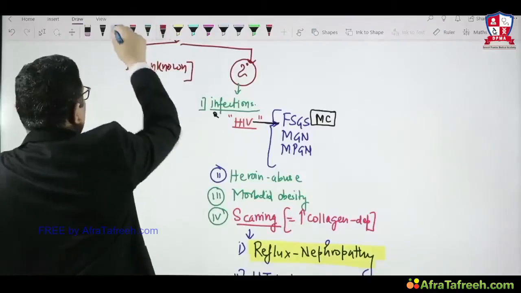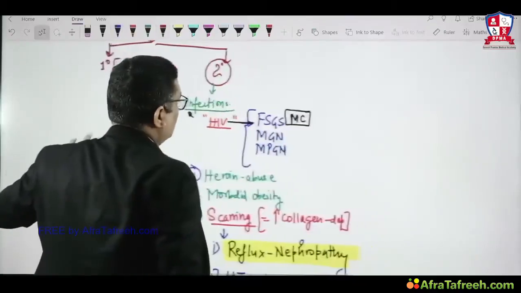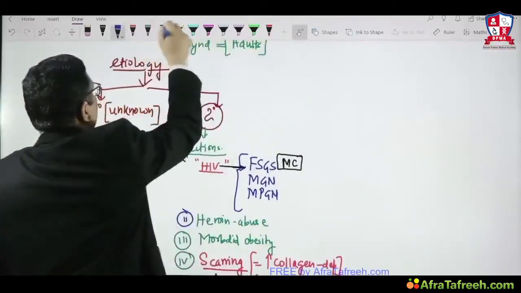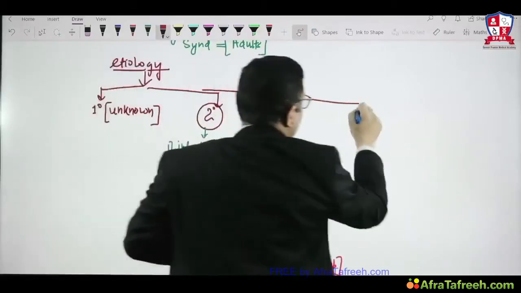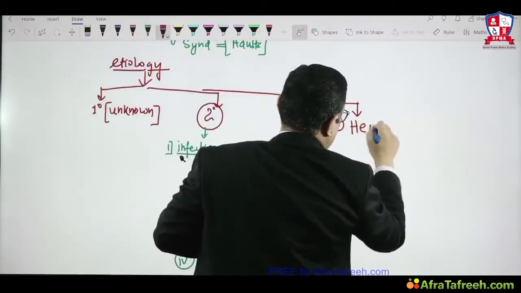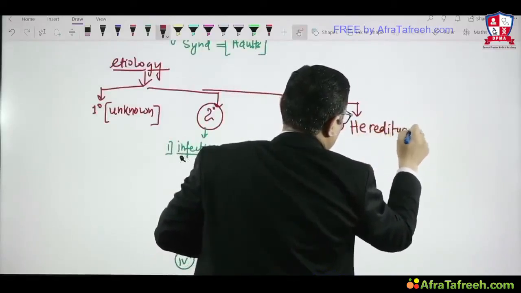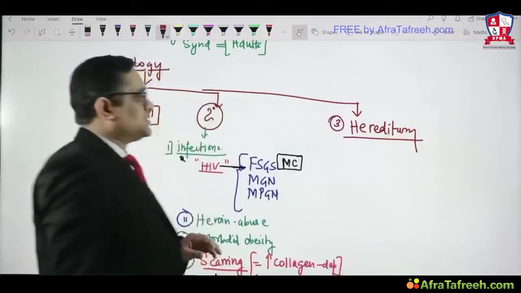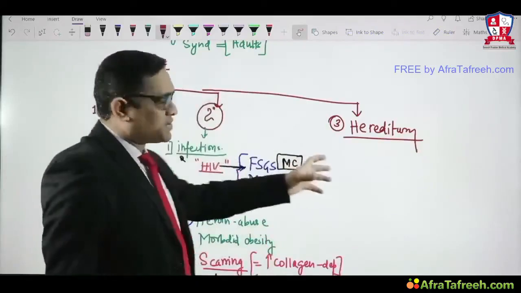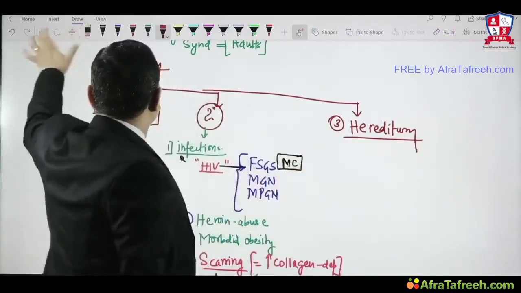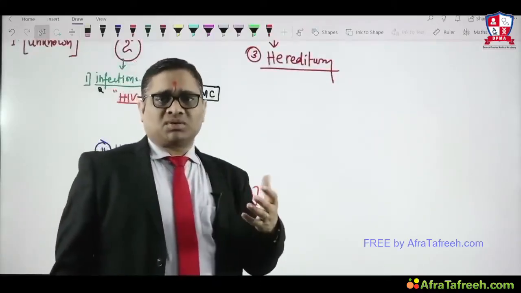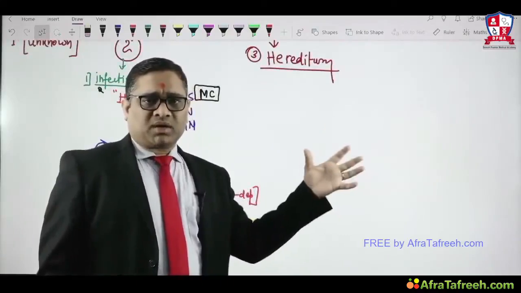Here we have to understand that the third main etiology for development of FSGS is hereditary. In hereditary etiology, these are associated with mutations in genes, right? And that was a question in the All India exam many times. Already we have discussed what genes are involved in nephrotic syndrome. So all those genes are associated with development of FSGS.